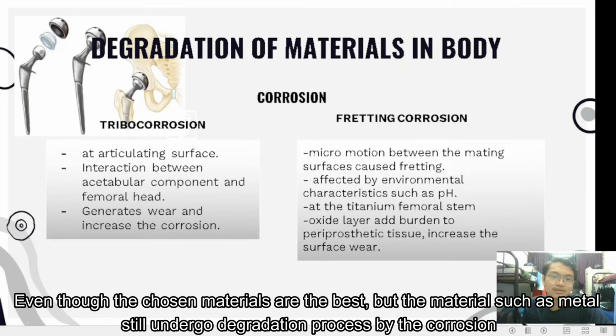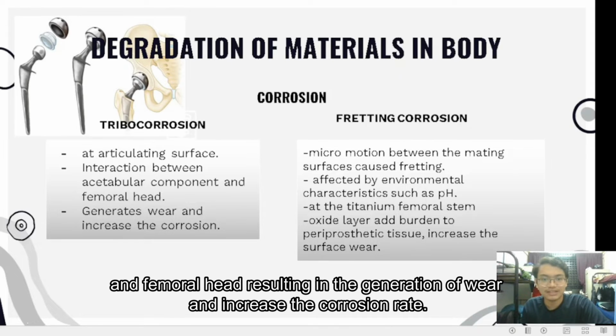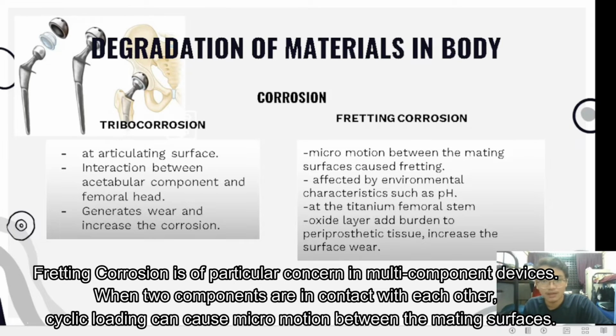Even though the chosen materials are the best, materials such as metal still undergo degradation by corrosion. Corrosion at the articulating surface of the implant can be classified as tribocorrosion. It usually occurs from the interaction of the acetabular component and femoral head, resulting in the generation of wear and increasing the corrosion rate. Spreading corrosion is a particular concern in multi-component devices.